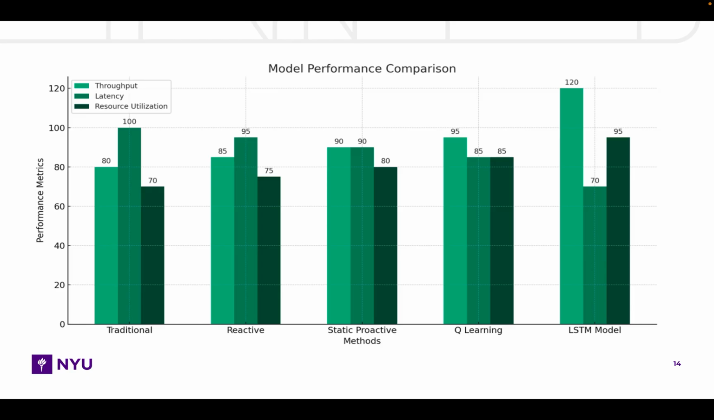Now, moving on to the findings from our study. The findings were pretty significant. The long short-term memory model not only showed improved throughput and reduced latency as compared to traditional methods, but also demonstrated a notable enhancement in resource utilization, proving the efficacy of our approach in managing resources in distributed operating systems.